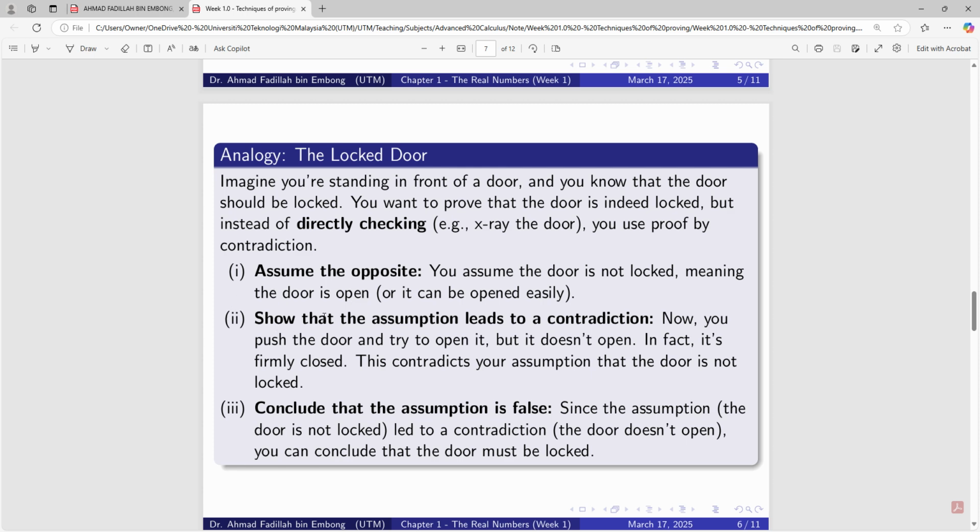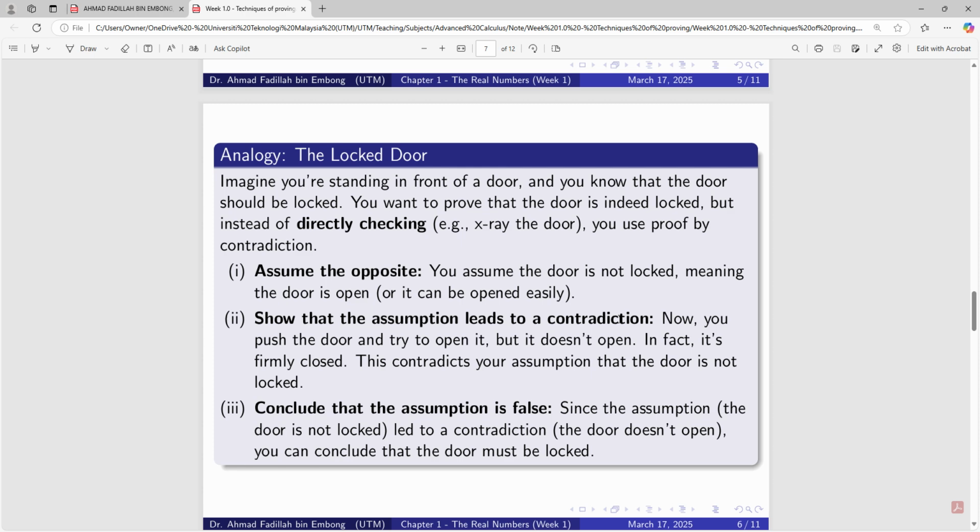Now, the second step is to show the assumption leads to a contradiction. Okay, so now you push the door and try to open it, but it doesn't open. In fact, it is firmly closed. So this leads you to a contradiction. So when you try to open the door and it is not opening, therefore your assumption here, the door is not locked, has a problem, meaning that it leads to a contradiction.